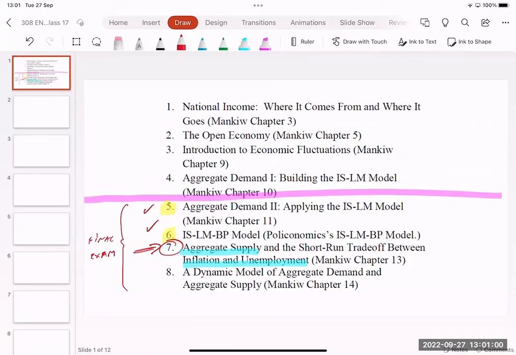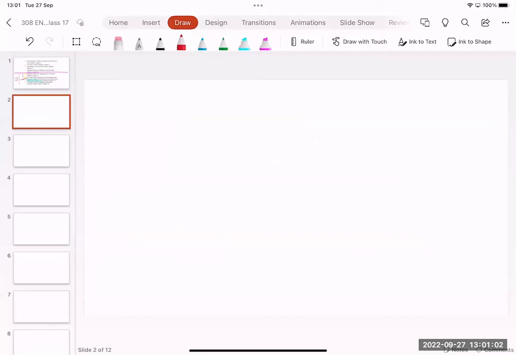Starting with the topic for today, we're going to talk about the aggregate supply curve. We use AS. The aggregate supply curve is about the production of the country. As you learned in the midterm exam, we have two types of aggregate supply curve.